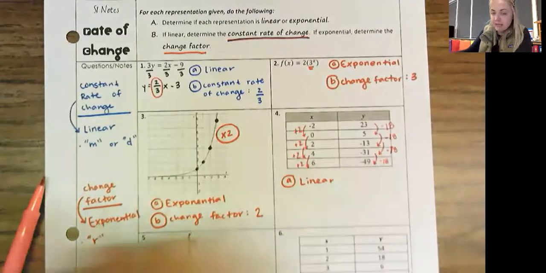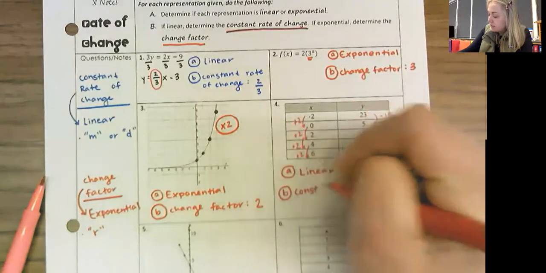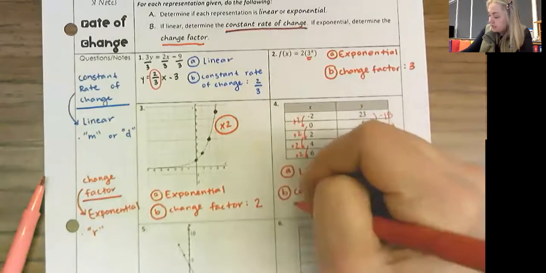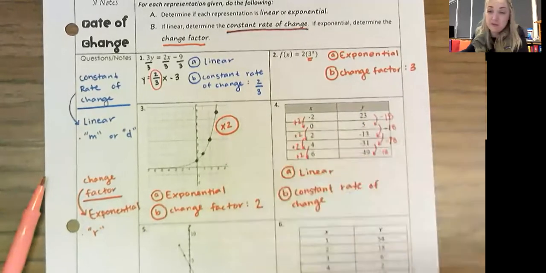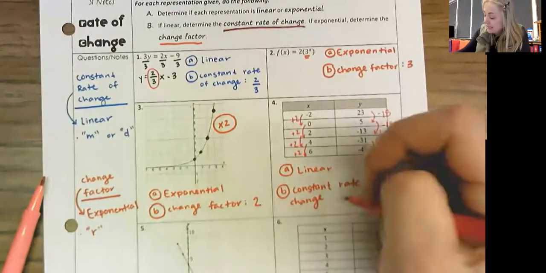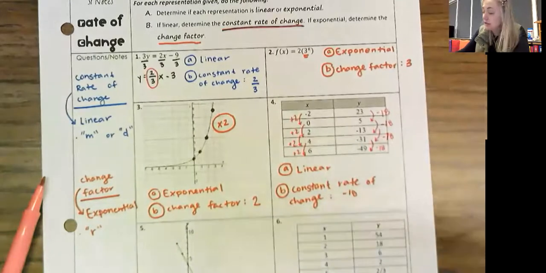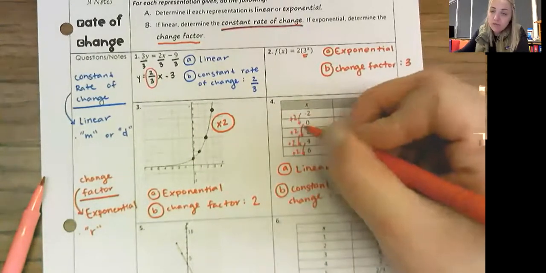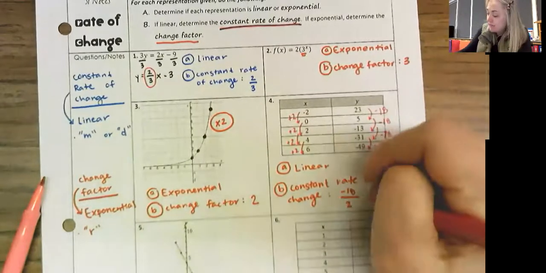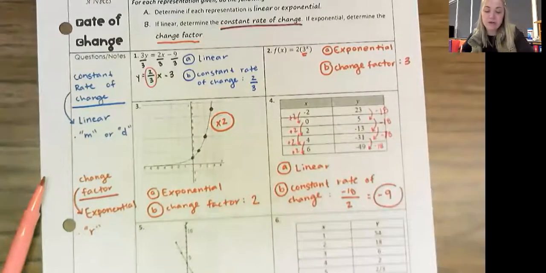So for part B, our constant rate of change, I just noticed that I forgot to switch to blue, even though this was linear. Our constant rate of change, you might be tempted to say that it is negative 18. That is wrong because it's not going down 18 every one time. It goes down 18 every 2 times. Reduce that fraction and we get negative 9. That is our constant rate of change.